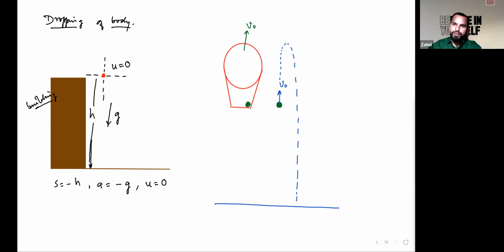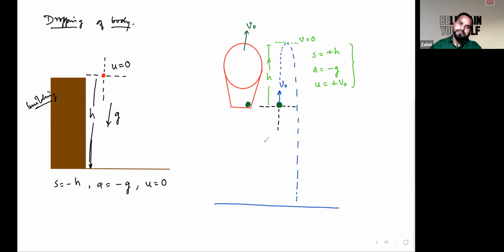Now, take this particular point to be the origin. Upward, all quantities would be positive, and downward, all terms would be negative. So we have two different paths using this. First, the height from this point to this point. It is going up, so it will be taken as positive. At this highest point, velocity would be zero. So for this path, S would be plus H, A would be minus G, and initial velocity would be plus V. This is only for this upward motion.